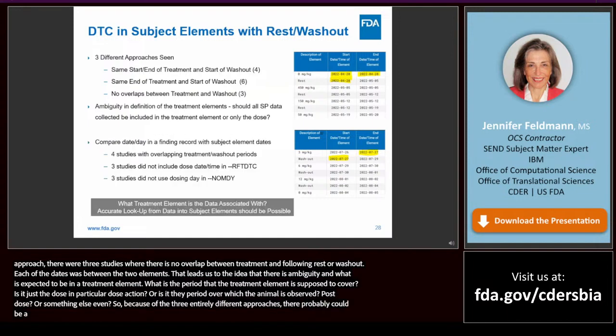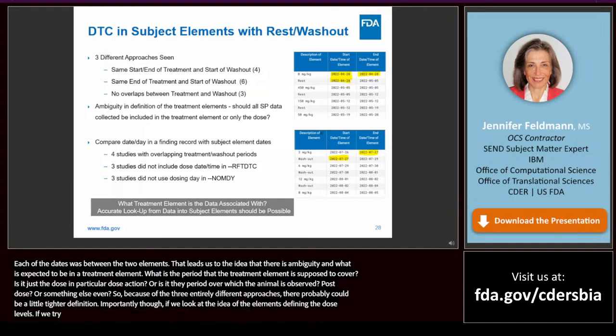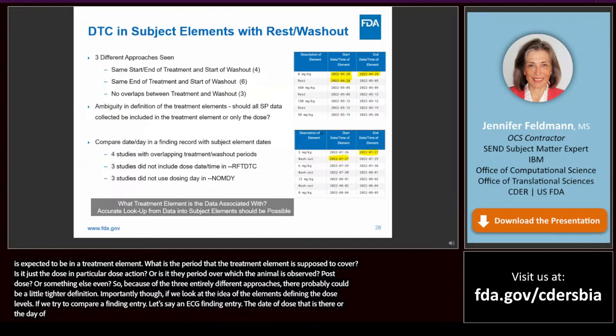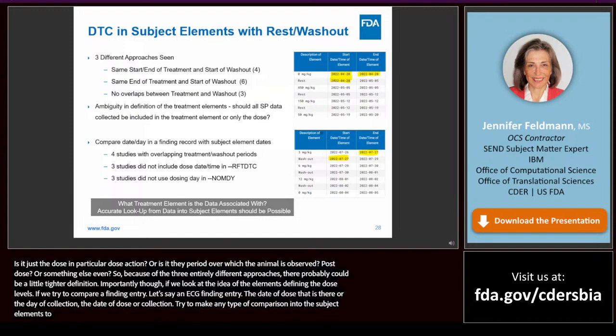Importantly, though, if we look at that idea of the elements defining the dose levels, if we try to compare a finding entry, let's say an ECG finding entry, the date of dose that's there, or the date of collection, the day of dose or collection, if we try to make any type of comparison into the subject elements to determine which element that data belongs to, depending on the approach, that can be reasonably difficult.